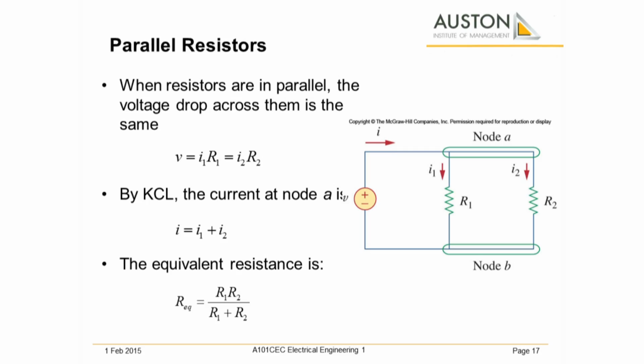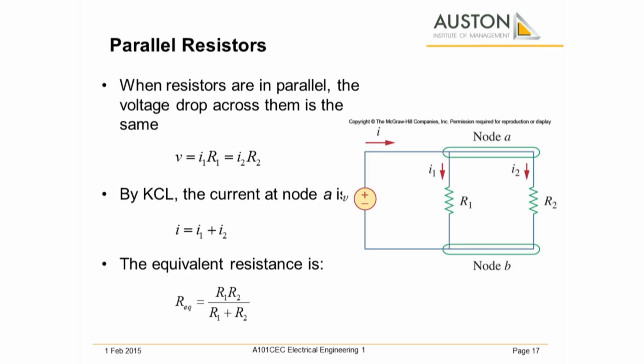Another type of connection is called parallel connection. In this slide, you will see how parallel resistors are connected. When the resistors are connected in parallel, the voltage drop across the two resistors is the same. So you see the difference between series and parallel. In series, the current is the same across the two resistors. In parallel, it is the voltage that will be the same.